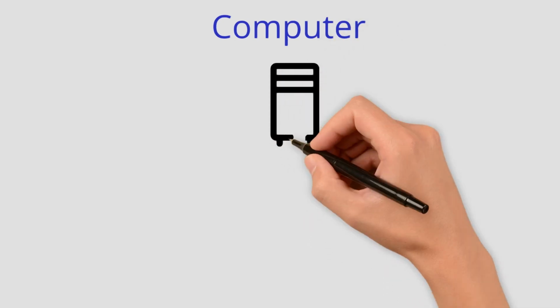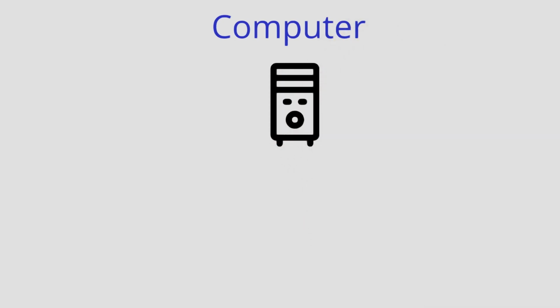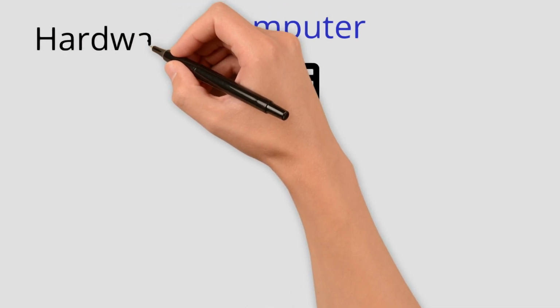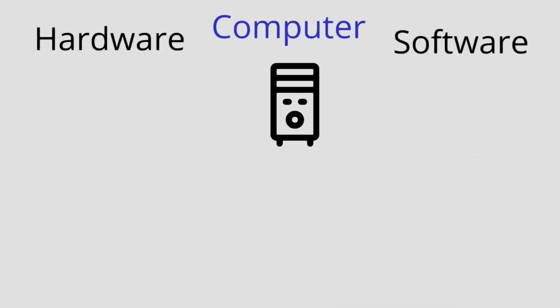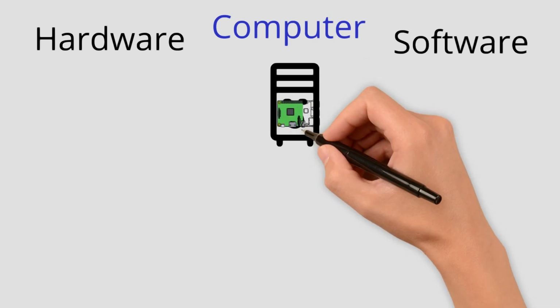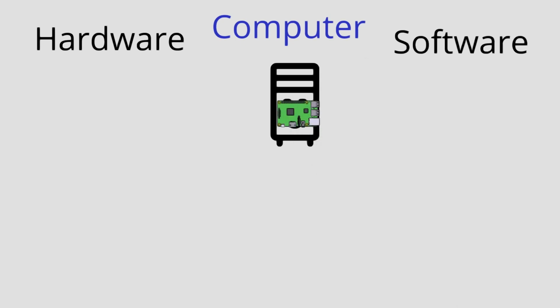What is a computer? A computer is a machine made up of two main parts, hardware and software. First, there's the hardware. It's the physical parts of the computer that you can touch and see. At the heart of every computer is something called the CPU, which stands for Central Processing Unit, the processor. It's like the brain of the computer.